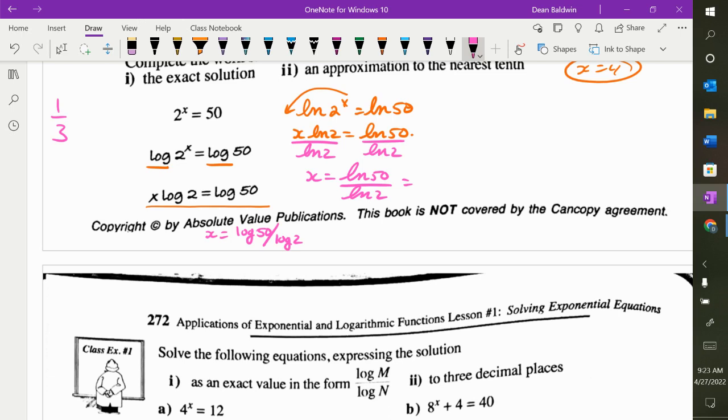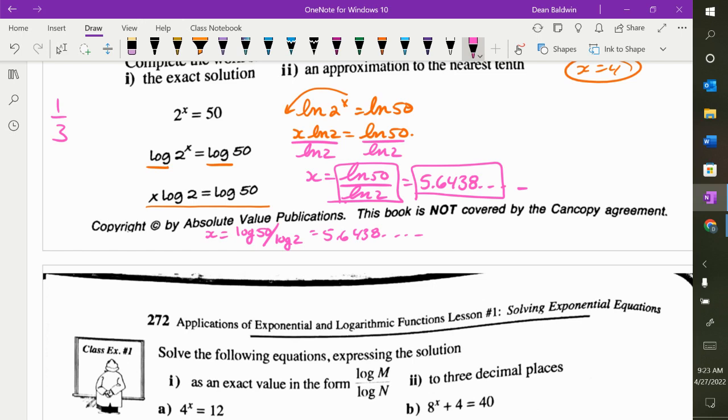5.6438, blah, blah, blah. Who cares? At some point, you're going to have to round off. All right. So this is the decimal. This is the exact. Log 50 over log 2 is going to give you the same answer, 5.6438, a bunch of other stuff.